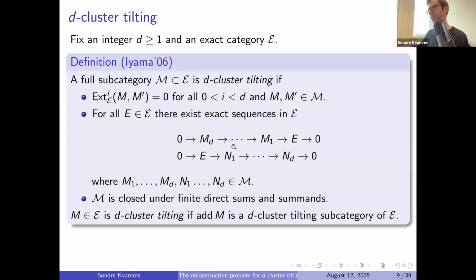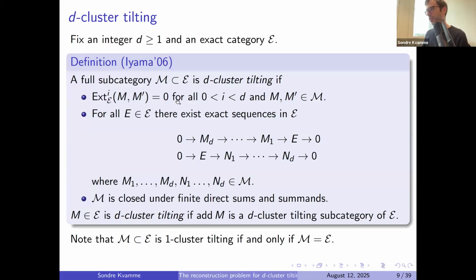You have a subcategory which generates and co-generates your ambient category in a nice way together with rigidity. So note that if you have a one cluster tilting subcategory of E, it's basically just the same as having the entire category.